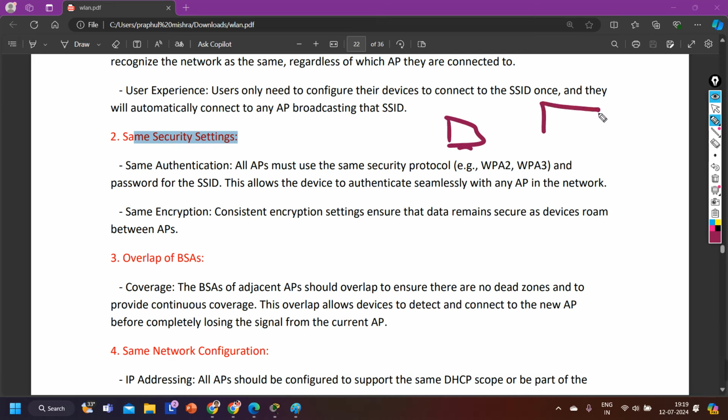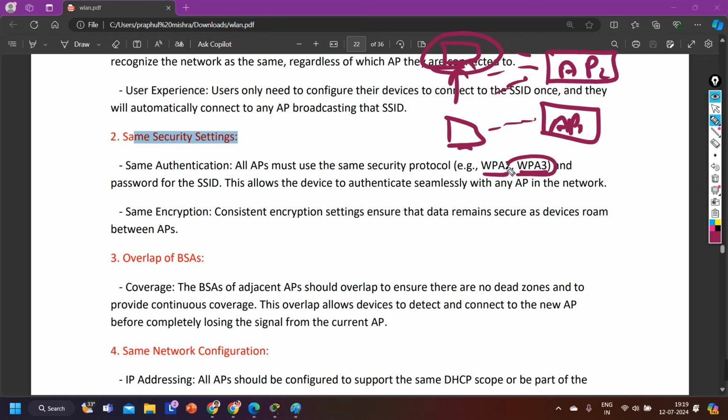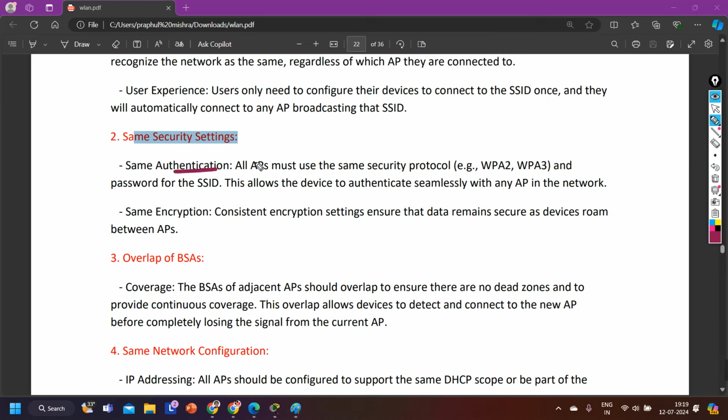So authentication should be the same, because one client machine is connected with AP number 1 at the first floor with a WPA2 password. When this client machine moves to the second floor, there I also have one AP transmitting the same SSID, but its security protocol is different, let's say WPA3. Now this client machine is not authenticated with this protocol, so in this scenario the client machine cannot connect to AP number 2. So the same security protocol should be enabled on both APs, guys. Okay, same authentication. All APs must use the same security protocol.